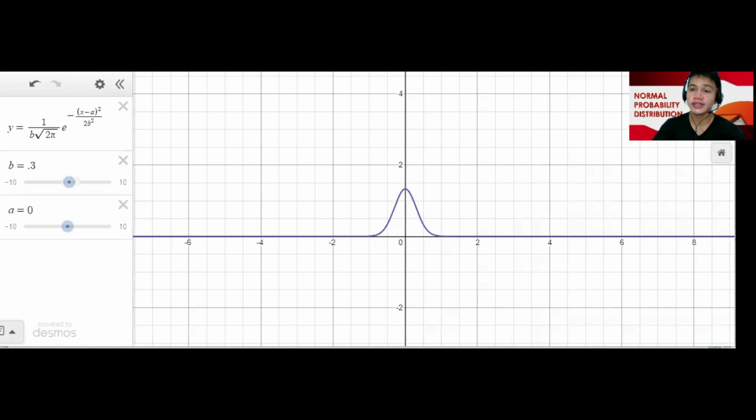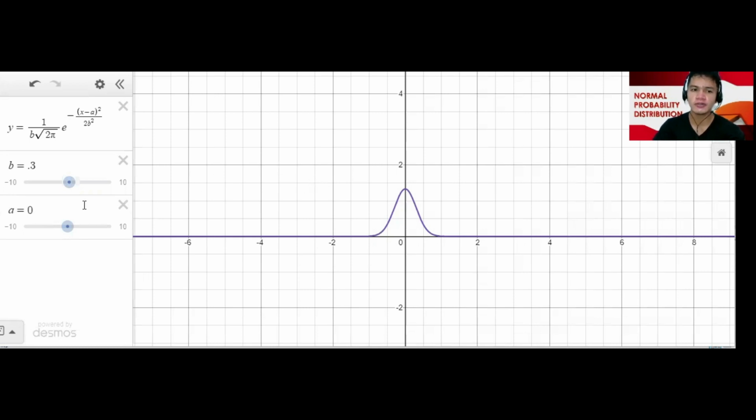Like what I said earlier, there are two factors that affect our normal curve. Those are the mean and the standard deviation. For the mean, the change of value of the mean shifts the graph of the normal curve to the right or to the left. In this example, we use the function of our normal probability distribution, but here we denote A to be our mean and B to be our standard deviation. Again, for the mean, the change of value of the mean shifts the graph of the normal curve to the right or to the left.